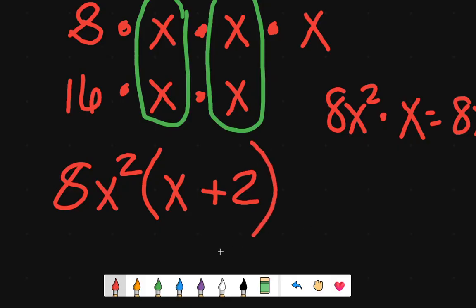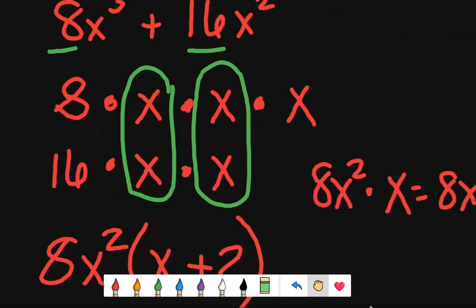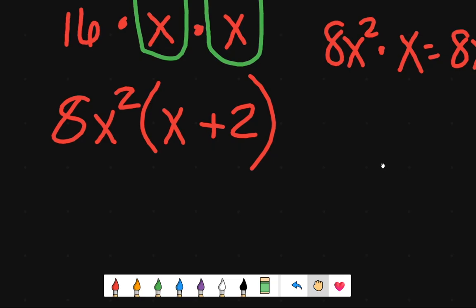Now you can check your work, check your answer. It'll only take a few seconds for you to do. Take a few seconds to check to make sure that it matches up with the original 8x cubed plus 16x squared. Now let's do it now. So we multiply 8x squared times x to the first power. What do we get? We get 8x to the third power.